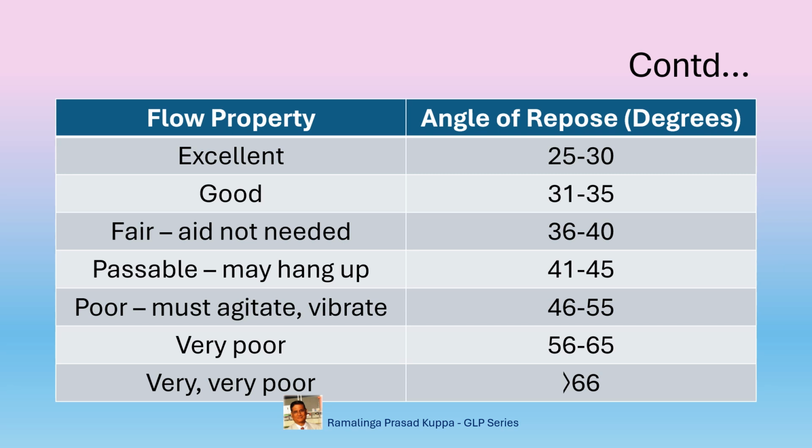If it is 46 to 55, it is poor and you must agitate or vibrate. At 56 to 65, it is very poor. More than 66, it is very, very poor. The flow property will be very, very poor if the angle of repose is more than 66 degrees.